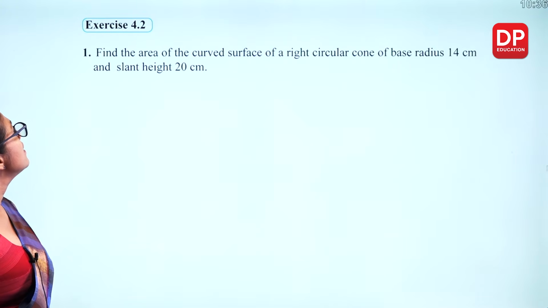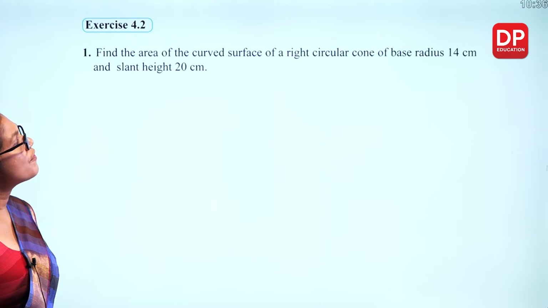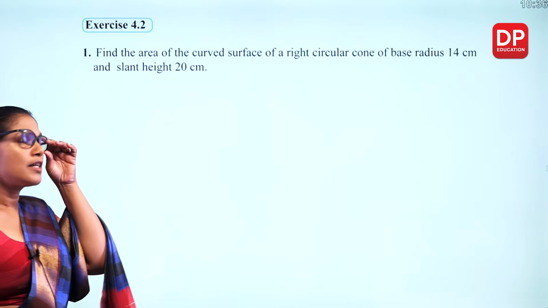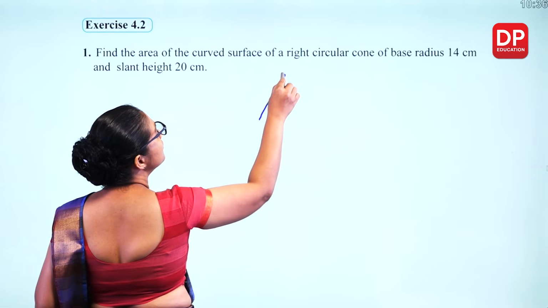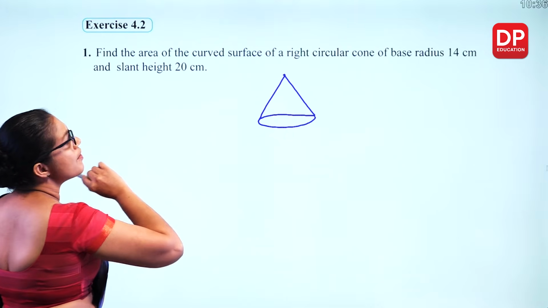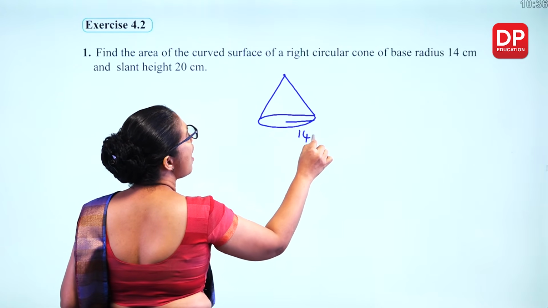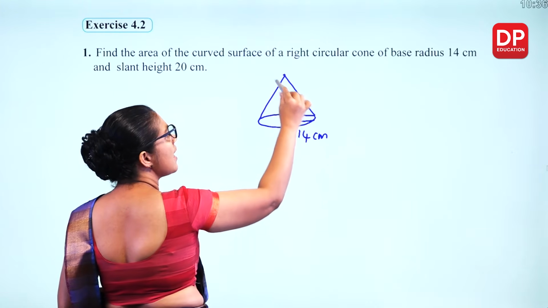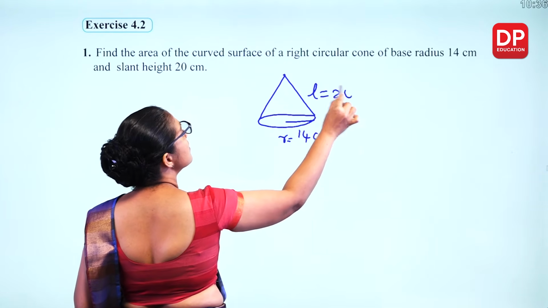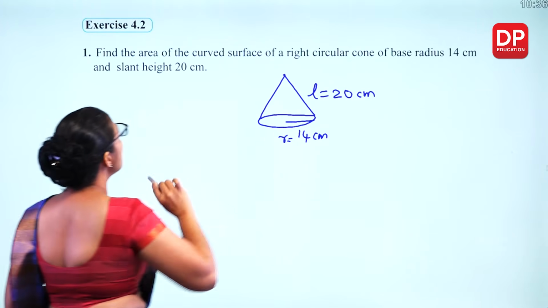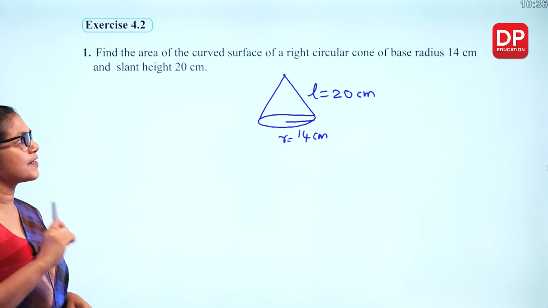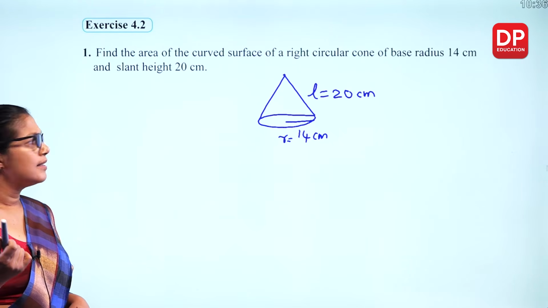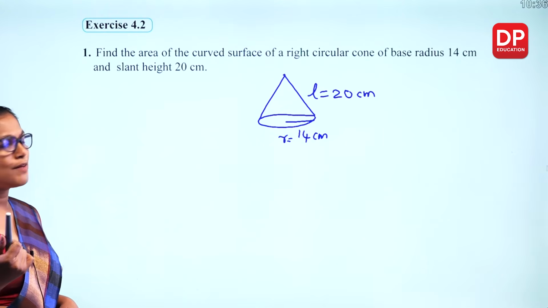So the first question says, find the area of the curved surface of a right circular cone of a base radius 14 and slant height 20. So this is a cone. What's given? Base radius 14. So R is given 14 and the slant height. So slant height is this, we used L. So both given. You are asked to find the area of the curved surface. What's the formula? Pi r L. So straight away you can use the formula.